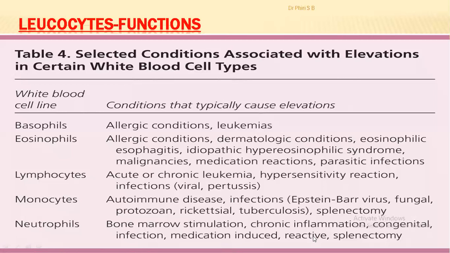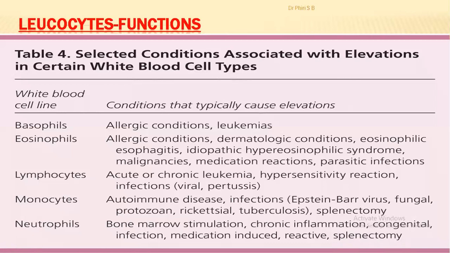In chronic inflammation, you expect an increase in neutrophils because where there's inflammation, it could be that there's an infection. You need the neutrophils because they are phagocytic in function, and they also produce defenses against viruses and bacteria. Congenital infection can also cause an increase in neutrophils, as can medication-induced reactions, and also splenectomy. Removing the spleen can result in an increase in neutrophils because there is no spleen to remove the aged neutrophils. This increase is called neutrophilia.